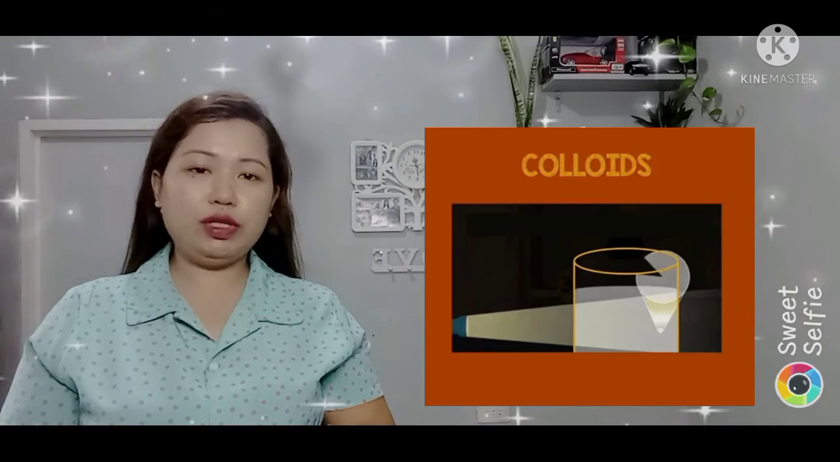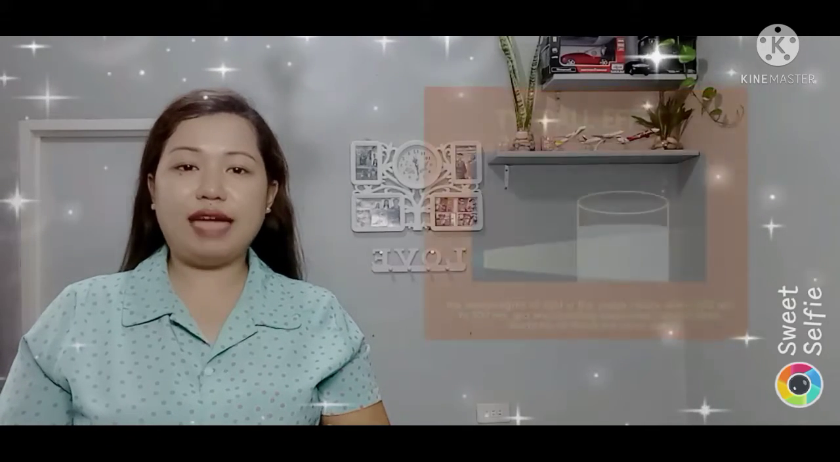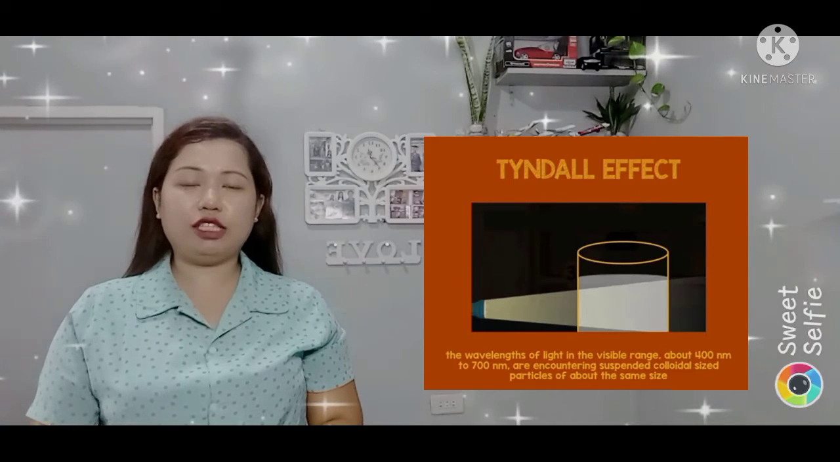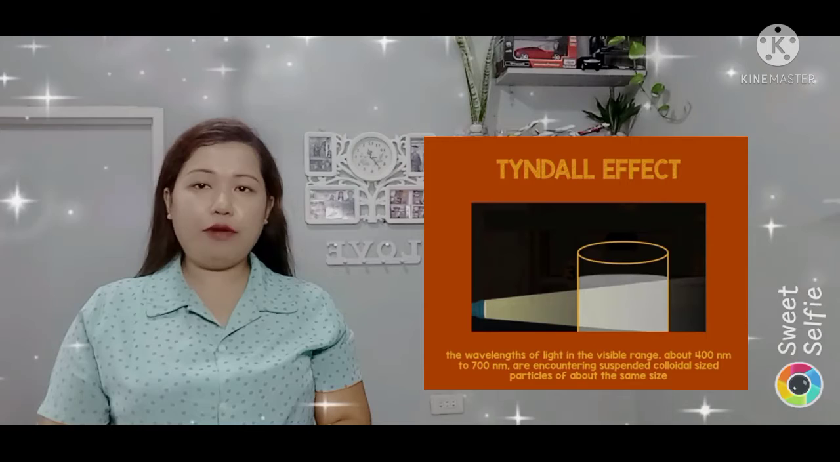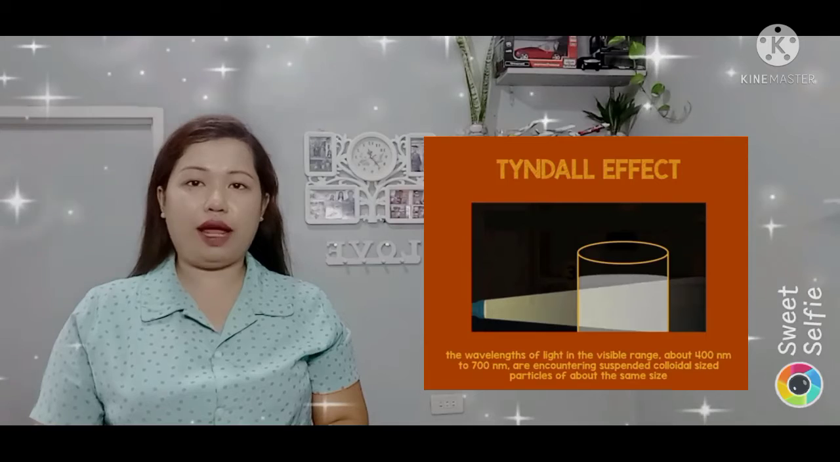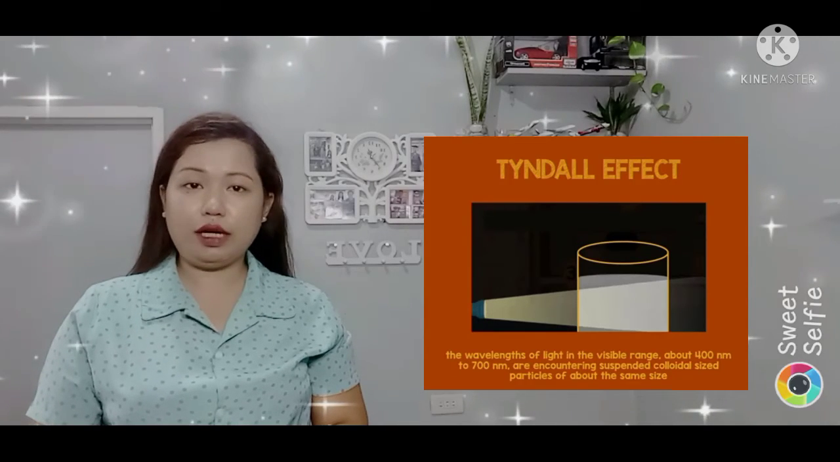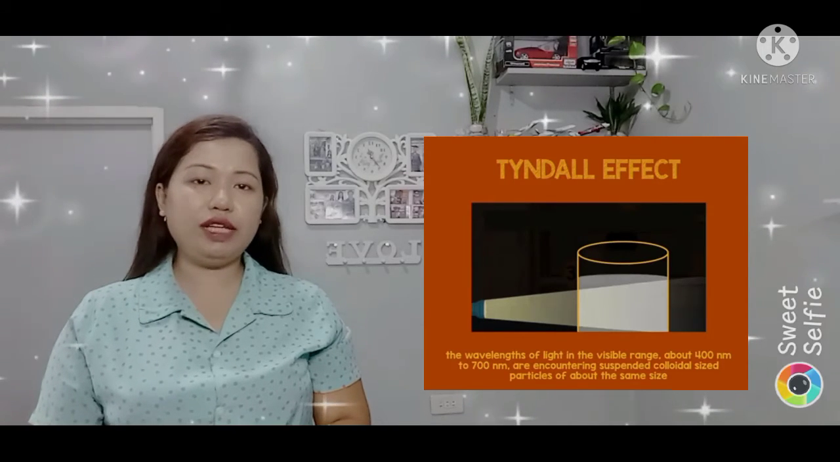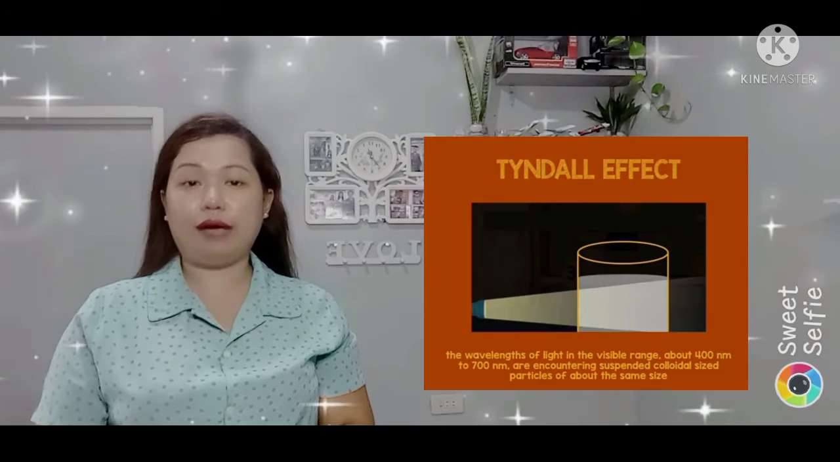Just like when you use a flashlight in fog, the beam of light will be partially scattered by the suspended nanometer-sized particles and can be observed by the viewer. This is known as the Tyndall effect. In the Tyndall effect, some of the light is scattered. The wavelength of light in the visible range, about 400 nanometers to 700 nanometers, encounters suspended colloidal-sized particles of about the same size.